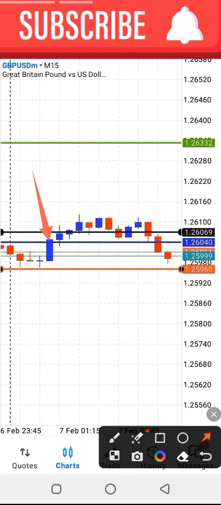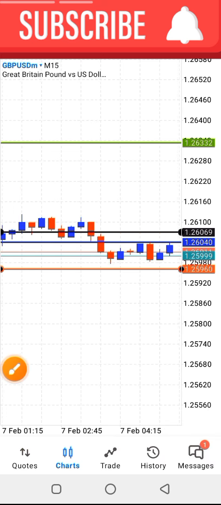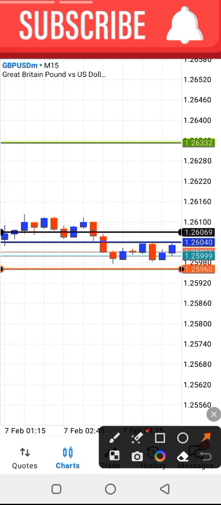The beauty of this thing is it gives you exactly where to place all your orders, your stop loss, your take profit. It gives you a clear idea of where to place everything. You understand? For the market to go back up like this and activate this, it would have given you an idea of where you are going to place your stop loss.